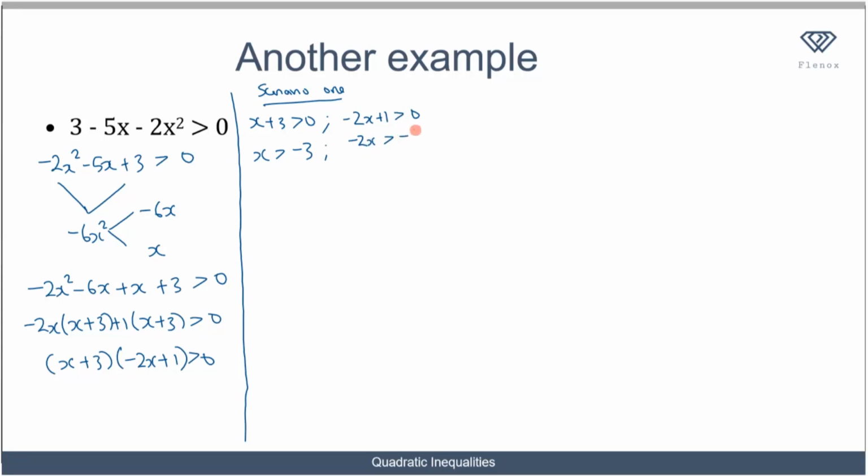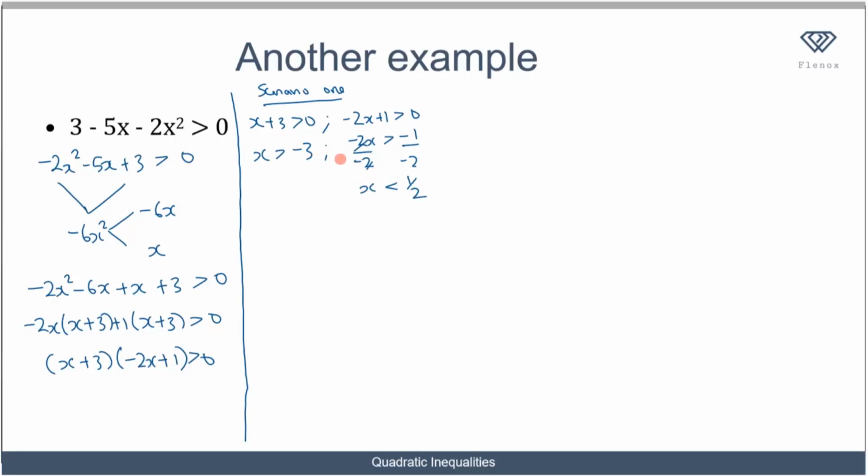And here we solve it, we have -2x is greater than -1, and when we divide both sides by -2, if you recall, when we divide both sides of an inequality by a negative number, we have to reverse the inequality sign. So this becomes x being less than half. So let's think about it. You have a number x that is greater than -3, while at the same time is less than half. Well, this is very possible.